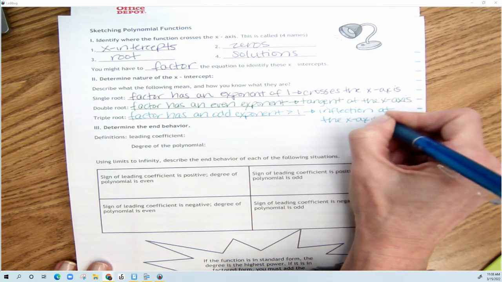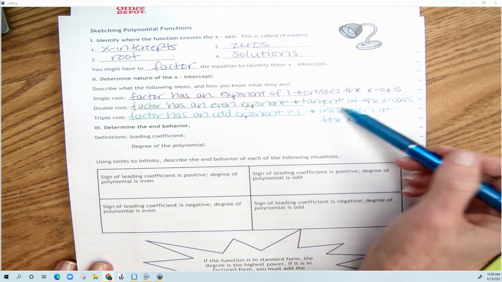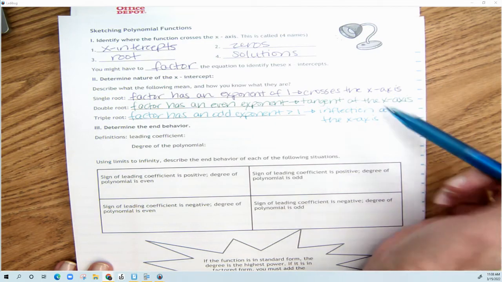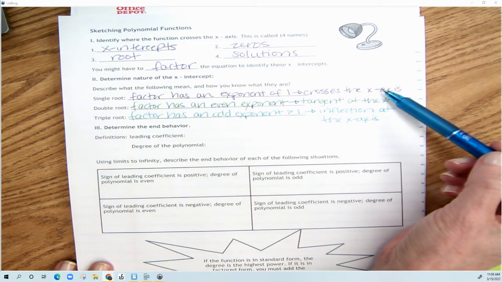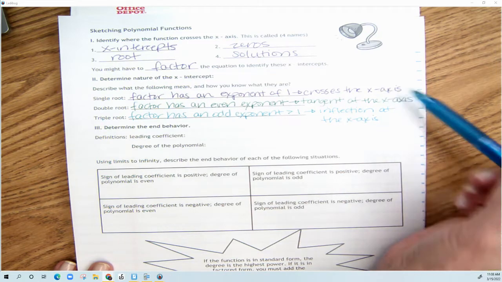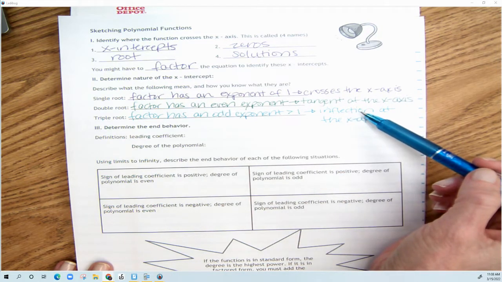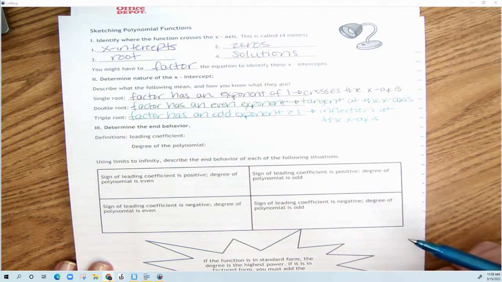The tangent is not a cross, it's a touch and turn or a bounce. If it's a single root, it's just a straight cross through at that x-intercept. And an inflection is still a cross, but it's not a straight cross. It sort of levels out for a second, but then keeps going in its original direction.